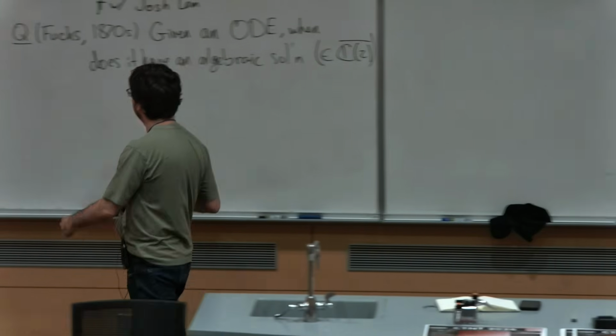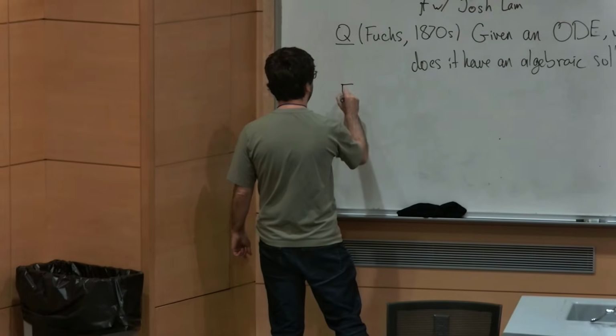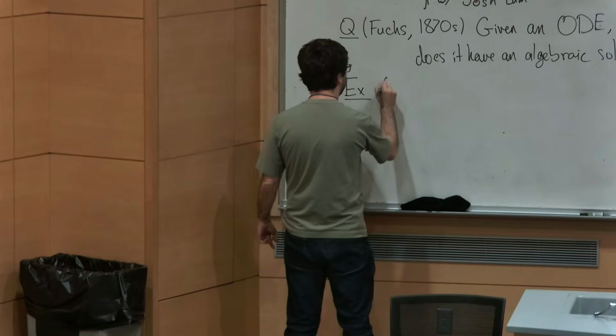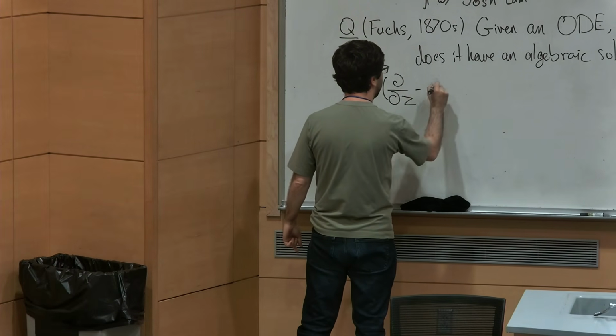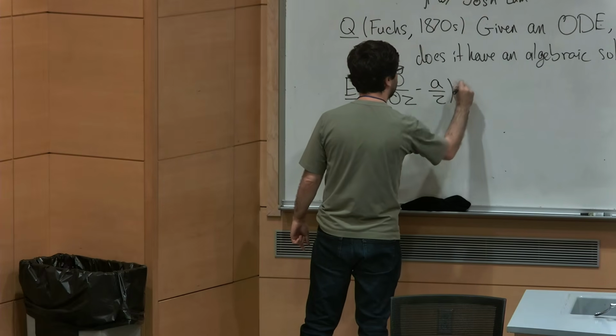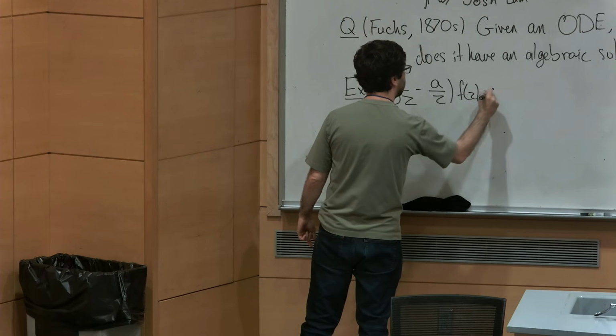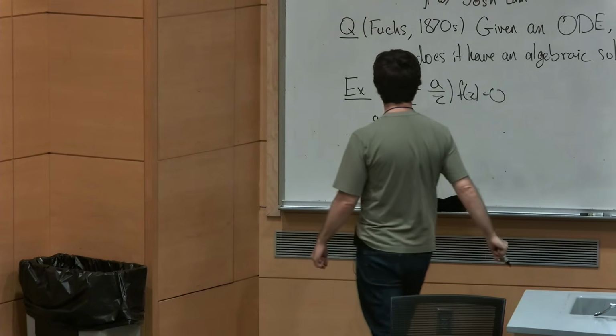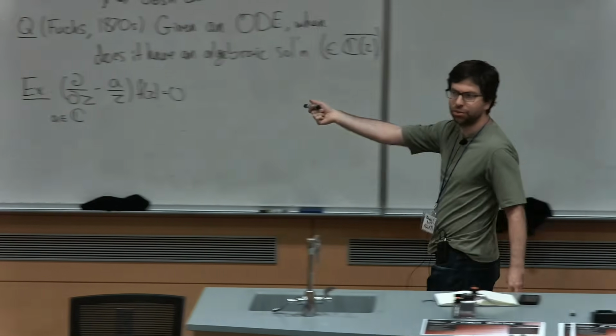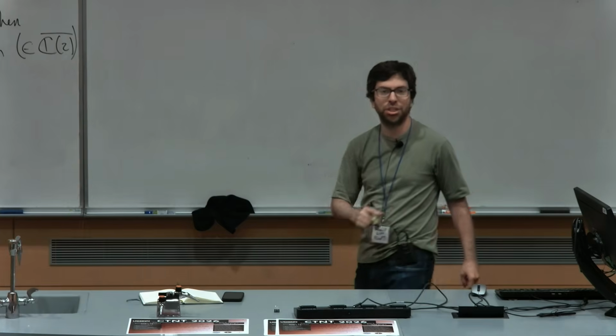So what's the simplest possible family of differential equations? I would say it's something like the following. You take d/dz minus a over z, applied to f of z, equals 0, where here a is some complex number. Okay, so does anyone know what the solutions to this differential equation are? So now I'm making you do calculus, sorry. 0 is a solution, so what does a general solution look like? Does anyone know what a general solution looks like?